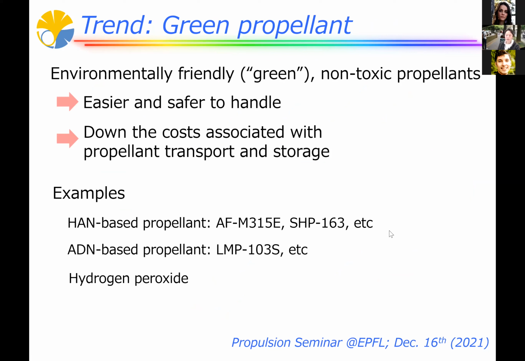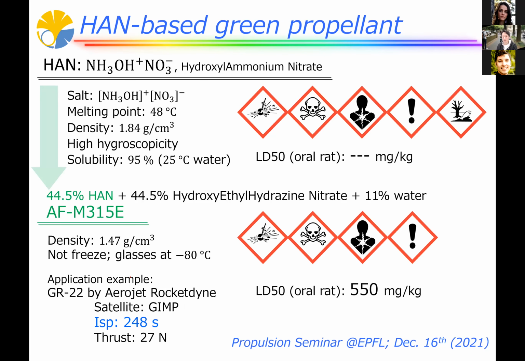So recently, there is a movement to reduce the toxicity of monopropellant thrusters and to change the propellant from a very toxic one to a friendly one. We use the expression green, more friendly propellant. Those examples are these, and finally, I will briefly show them. The first one is called HAN-based green propellant.